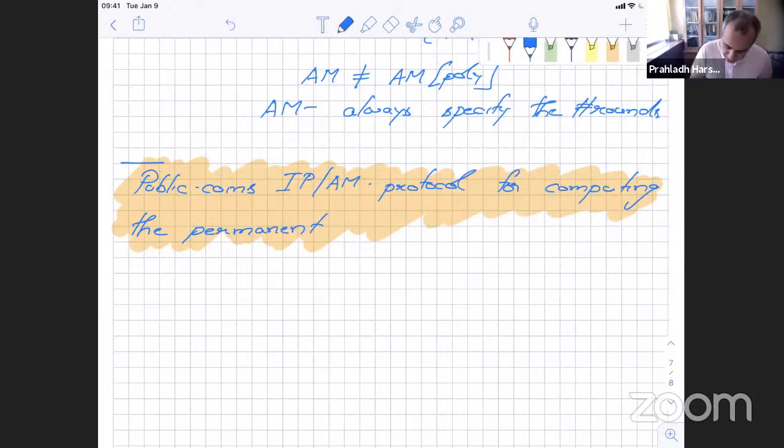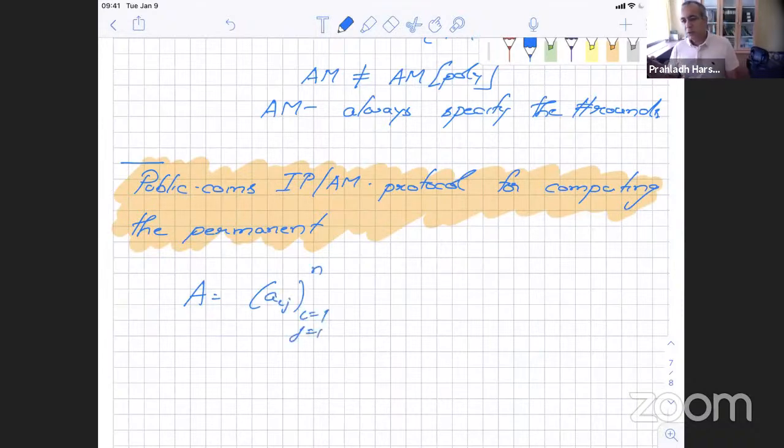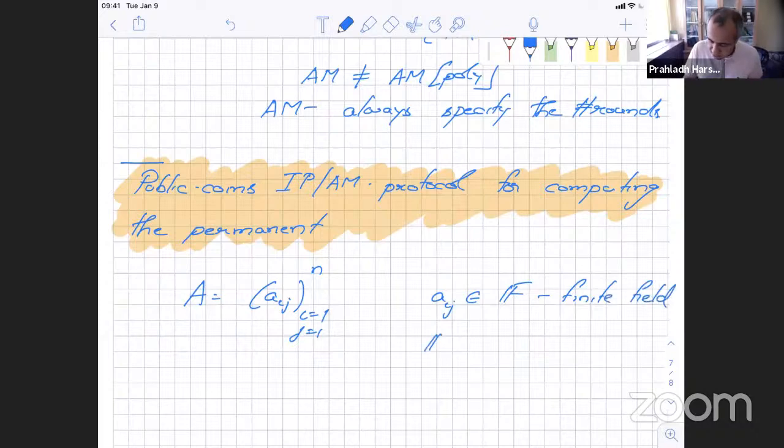So A is a matrix A_ij, where i and j go from 1 to n. I'm not going to think of this as a matrix over the integers. I'm going to think of it over some finite field. We can move to this, but it will be convenient for me. So each A_ij is in some F, which is a finite field. And we'll also assume that the field is large enough compared to the size of the matrix, let's say larger than 2n cubed.